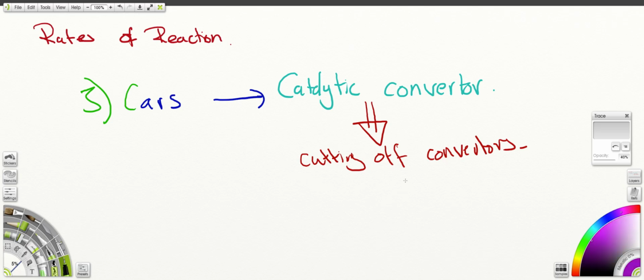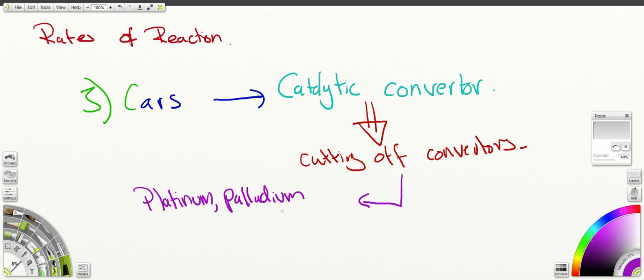It's because the catalyst that they are made of is quite expensive. The catalyst can be made from platinum, which is expensive, palladium, which is expensive, or rhodium, which is expensive. So these are the catalysts. They're quite expensive, so people are robbing them from cars and selling them off. Unbelievable.